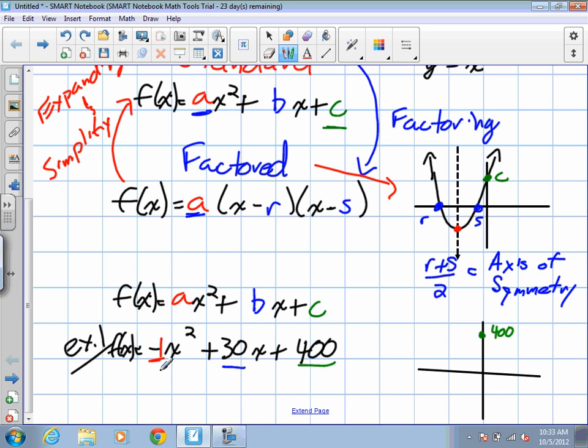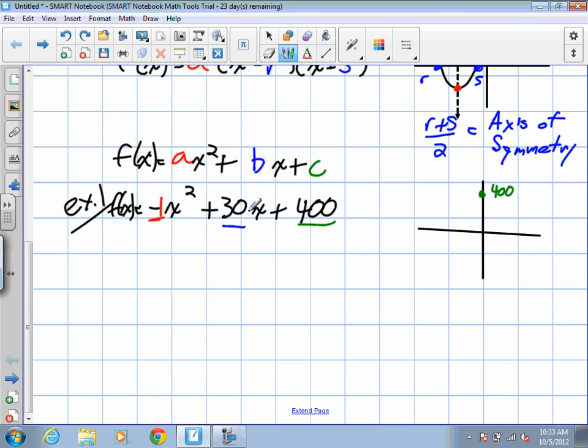So we know this is some parabola that maybe goes like this downwards, or maybe it goes like this. We know it crosses the y-intercept at 400 and it's facing downwards. That's the only information we have. So we have to go farther. In order to gather more information, I need to change it to factored form.